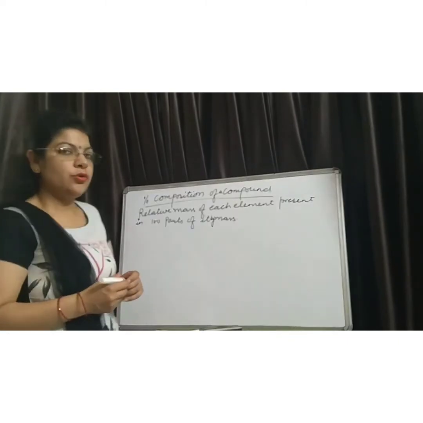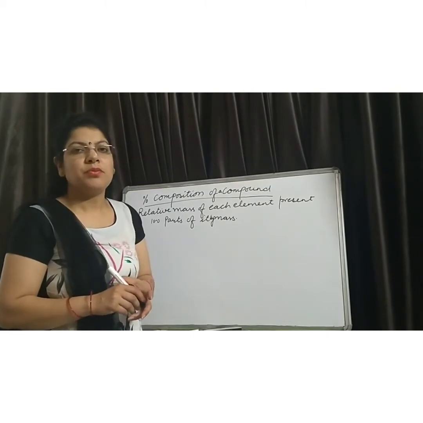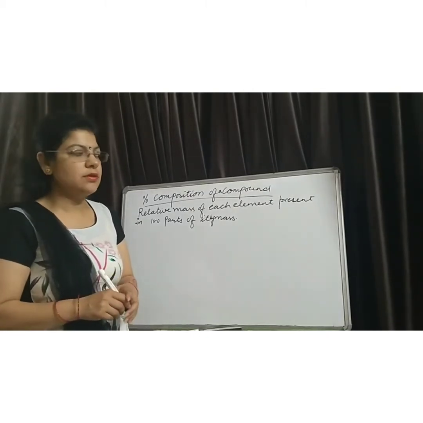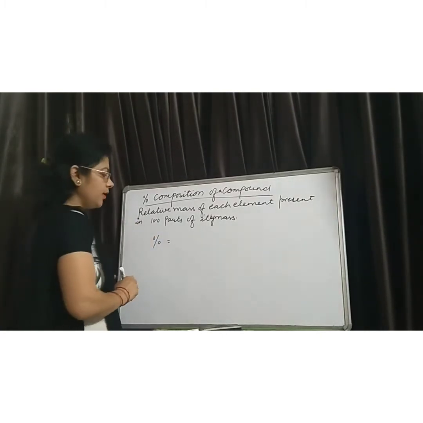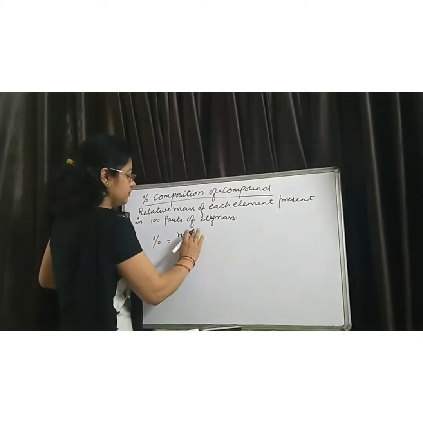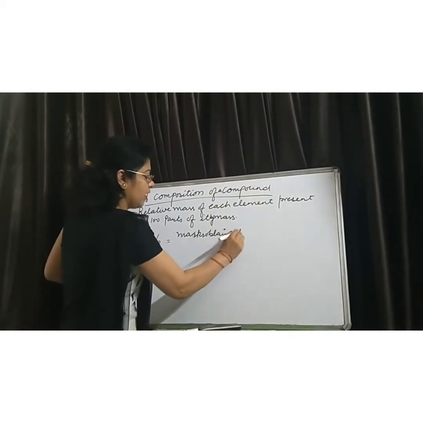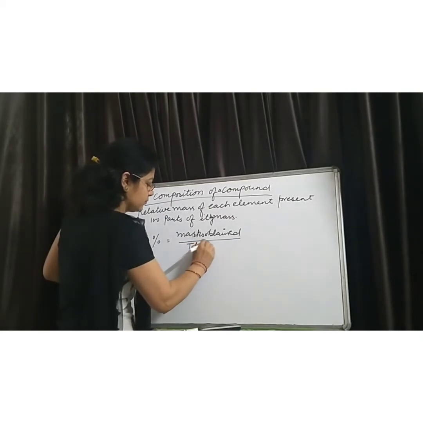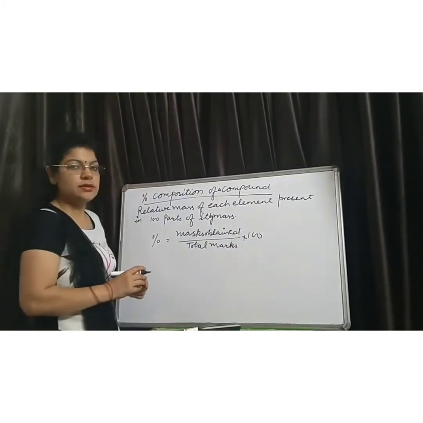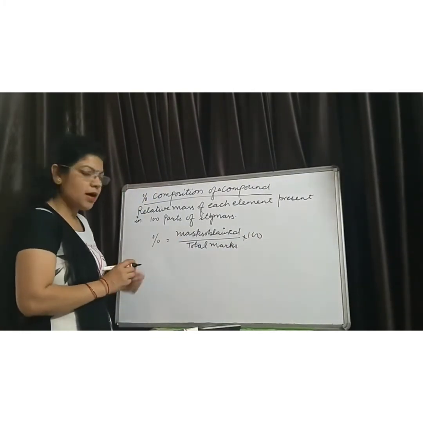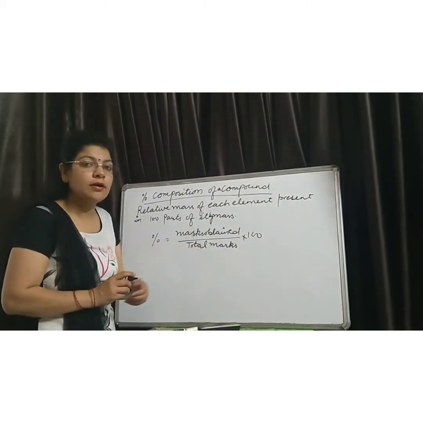Just like when your result comes, you calculate your percentage. How will you calculate your percentage? You calculate it by dividing the marks obtained by total marks, multiplied by 100. It means you get your marks in 100 marks, or marks out of 100.